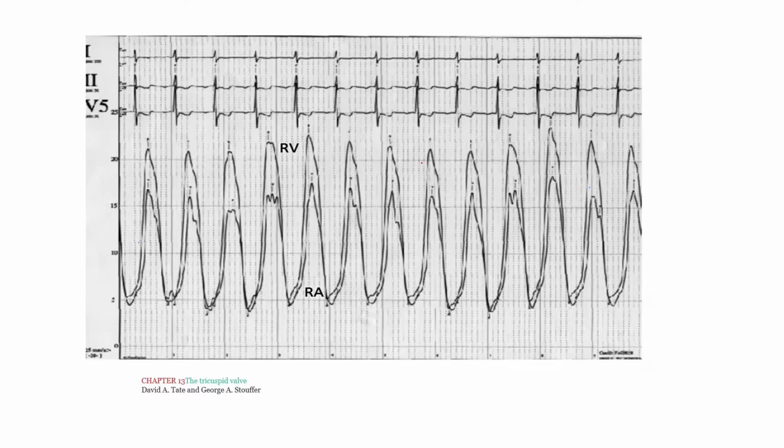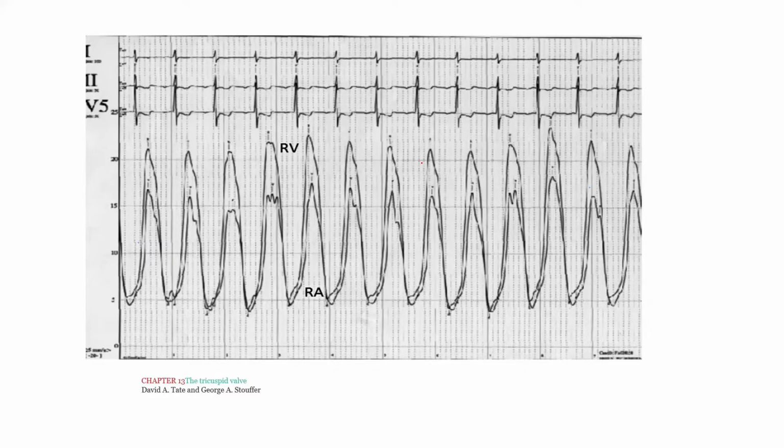There is discordance. Discordance probably takes you to the LV-RV, but this is RV-RA, not LV. RV-RA.